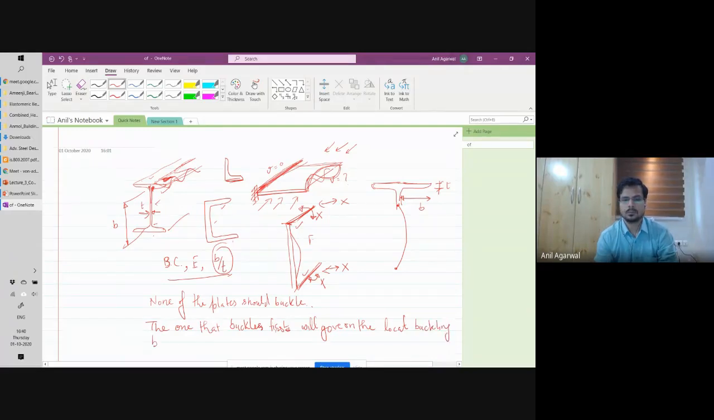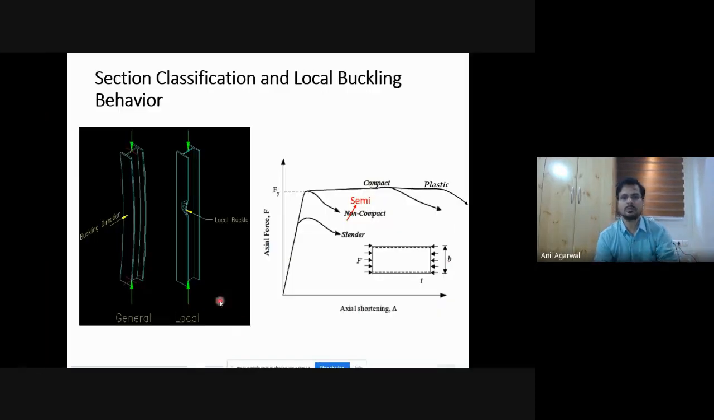Okay. Now coming back to this one. If a column had to buckle in typical flexural buckling that we have been talking about till the last class, then this is how the deformed shape of a column will look like. The column was straight to start with, but because of buckling, the column bends completely. However, in case of a local buckling, the entire column does not bend. It's only one component. It could be one of the plates, the flange or the web, that buckles locally. And that is called local buckling.